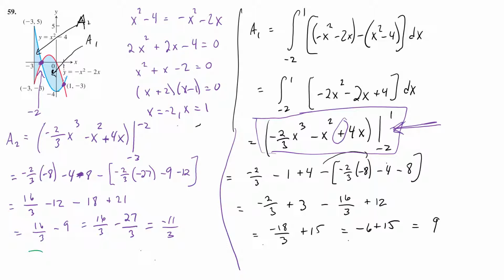So the total area, you have to add the two areas together, it'll be 11 thirds plus the 9. And I'll go ahead and turn 9 into 27 thirds. And so it looks like 38 thirds square units. That's the total area of the shaded region.